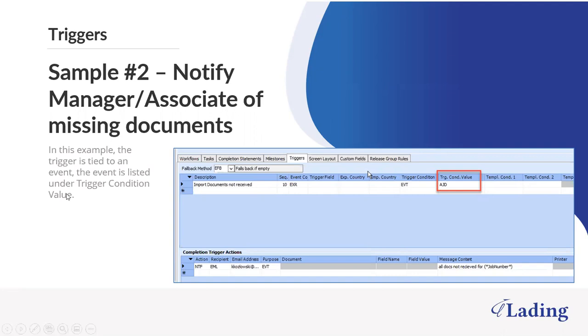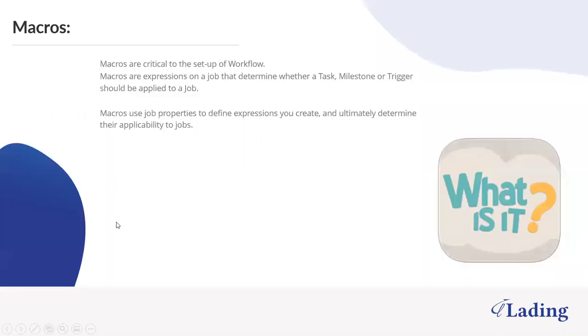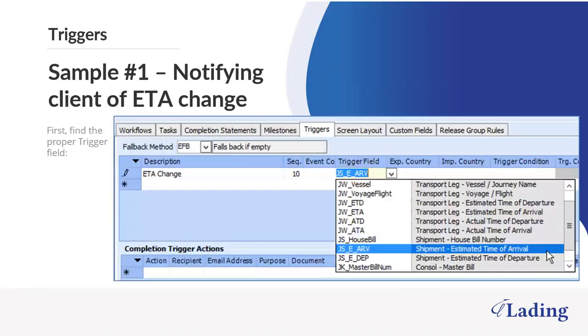All right, so the next thing I want to talk about is going to be macros. Yes, excellent question, Anna. Triggers are accessed by maintain workflow templates. Sorry about that. So just like tasks and milestones, triggers are right there. So they're on the workflow task tab. All right.